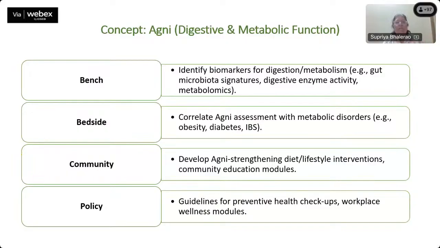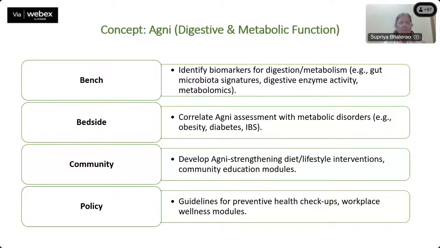So we have discussed the bench. Then what happens at bedside? Correlate Agni assessment with metabolic disorders. For example, if there is a Sthaulya patient, Prameha patient, Grahani patient, what is the status of Agni and what is the status vis-a-vis these biomarkers?